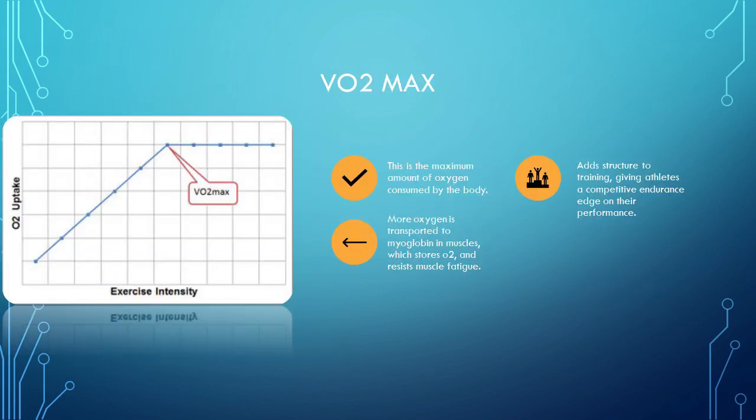VO2 max. This is the maximum amount of oxygen consumed by the body. It adds structure to training, giving athletes a competitive endurance edge on their performance. The more oxygen transported to myoglobin in muscles, which stores oxygen, the less likely for muscles to fatigue.